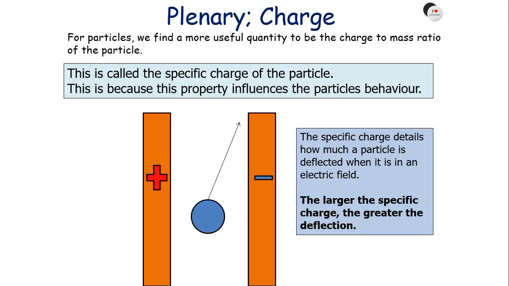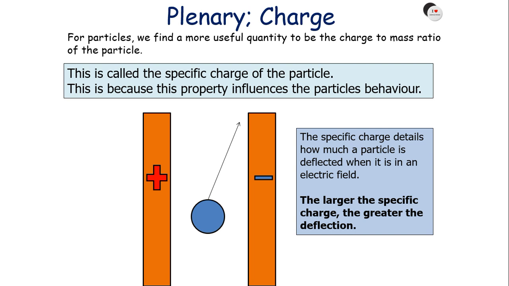Now, whilst charge is a really useful quantity, there's an even more useful quantity, and that's something called the charge to mass ratio of a particle. Like at GCSE, when we had specific latent heat or specific heat capacity, the specific meant per kilogram. So now we call the charge per kilogram the specific charge of a particle. This property influences a particle's behavior.